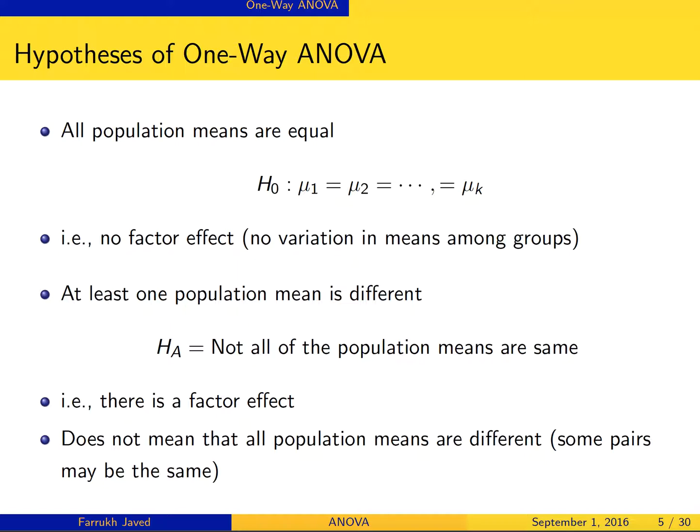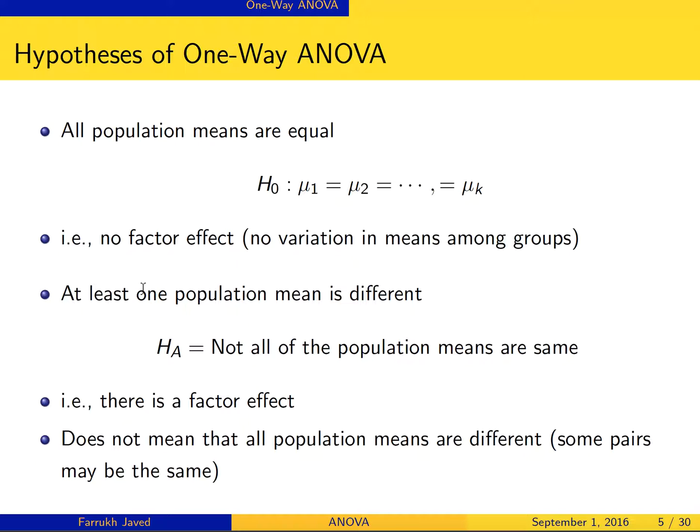No factor effect. There is no variation in means among the groups. All the means in this group are the same, right? This is my null hypothesis.